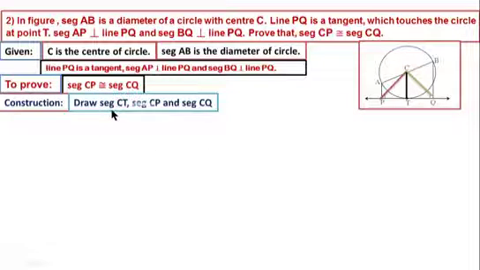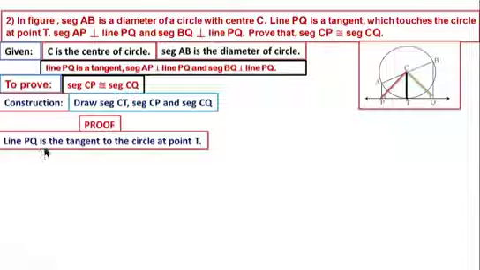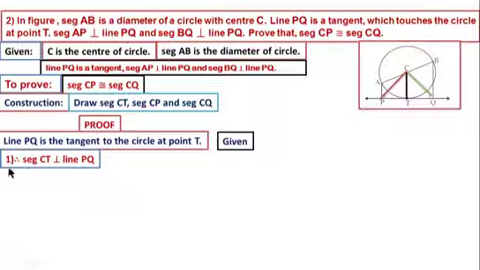Construction. Draw segments CT, CP and CQ. Proof. Line PQ is the tangent to the circle at point T, given, and therefore statement number 1, segment CT is perpendicular to line PQ, by the tangent theorem.